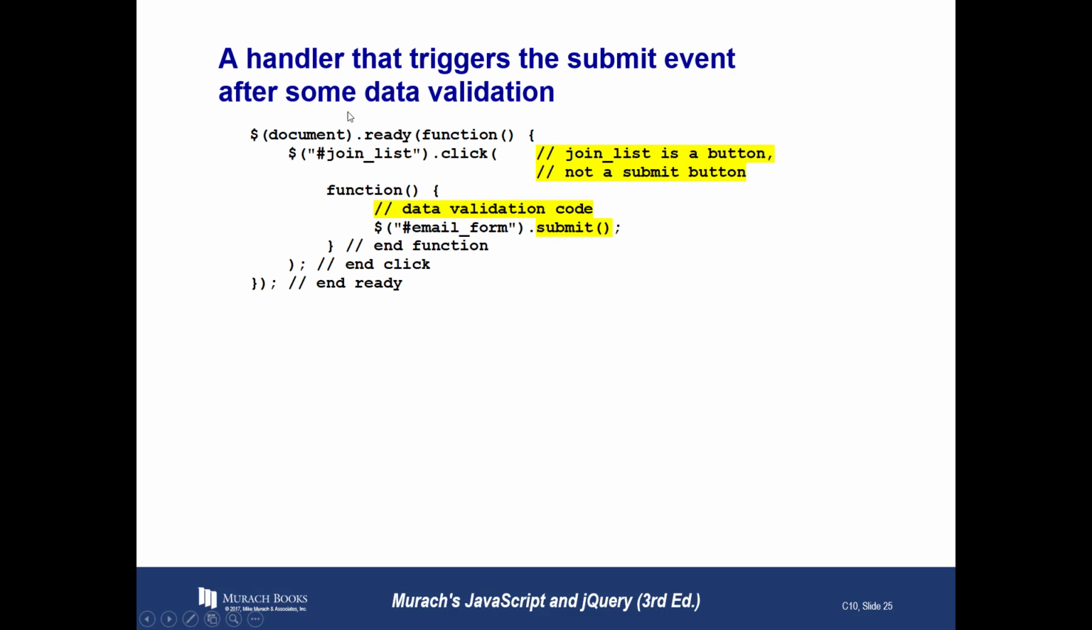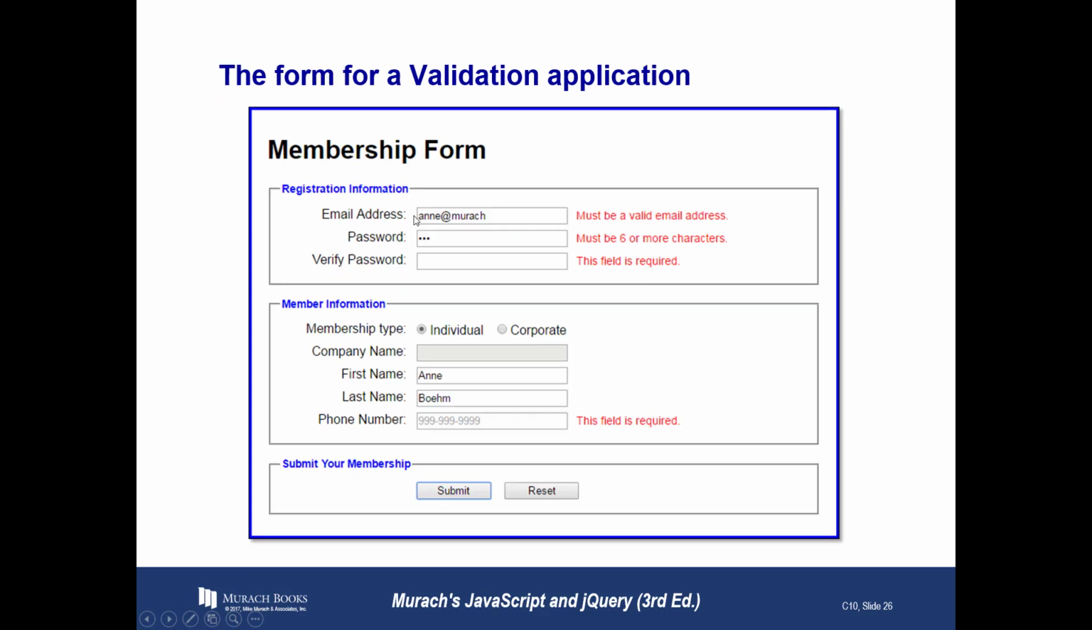A handler that triggers the submit event after. So we're only going to submit this if the data validation code that we put in here has passed. All right. Great example right here. You'll notice, well, what do we have? Invalid email address, password not big enough, required field. Okay, that looks good, that looks good, no phone number.